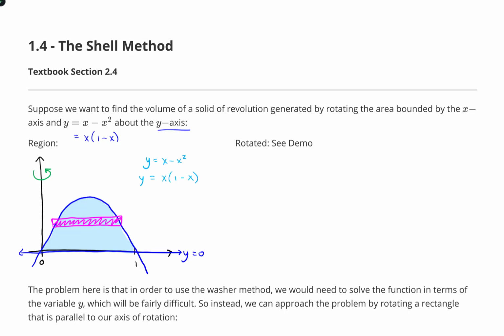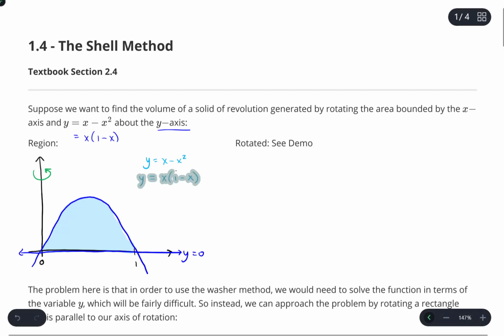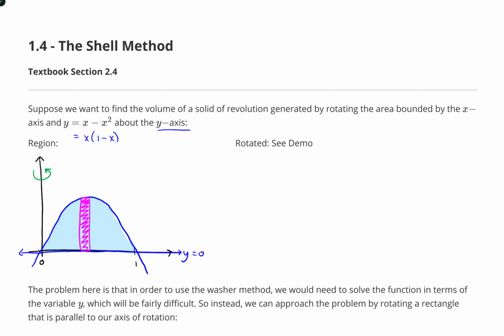So it would be nice if I could just leave it as the function that it is, in terms of x, and simply use a vertical rectangle. Because if I could use a vertical rectangle, which would be parallel to the axis of rotation, then I wouldn't have to solve this function for a different variable. I could just leave it as y equals x minus x squared. So that would be really nice. But what happens if I rotate this around the y-axis?